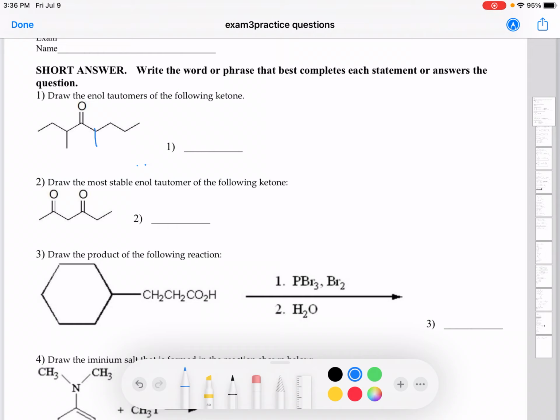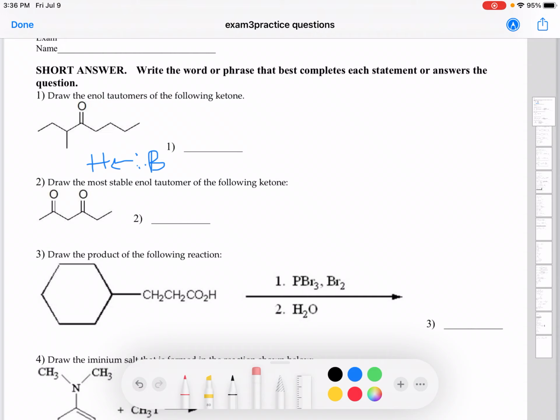So what you are seeing right now is the keto form. The enol form is when the alpha carbon has an alpha hydrogen that can be removed. So you have a base. The base comes and grabs this hydrogen and then gives its electrons to this carbon. You can also form a double bond.